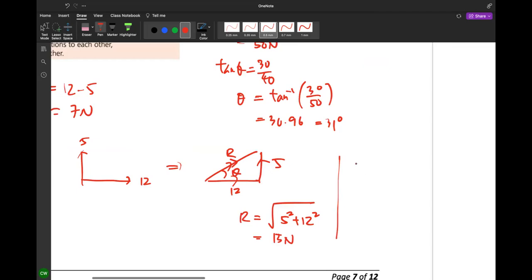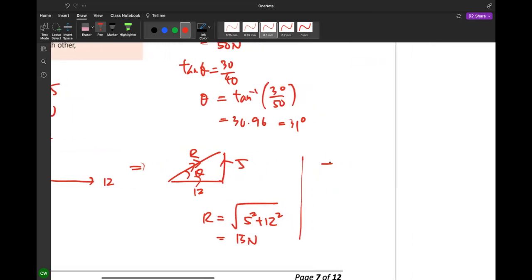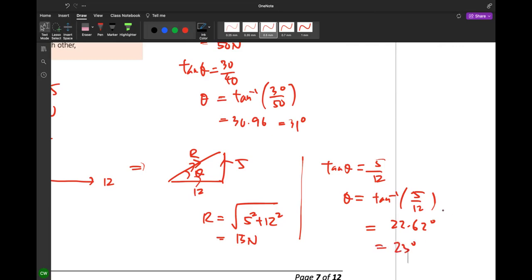And the angle, what is the angle? Tangent theta, what is the tangent theta? 5 over 12 or 12 over 5? 5 over 12. What is the theta again? Arctangent 5/12. What is arctangent 5/12? Oscar, how many degrees? 22.62. Yeah, correct. It's 22.62 degrees or 23 degrees.